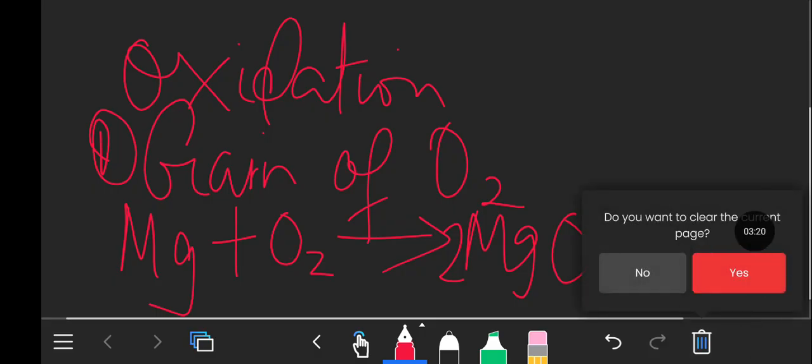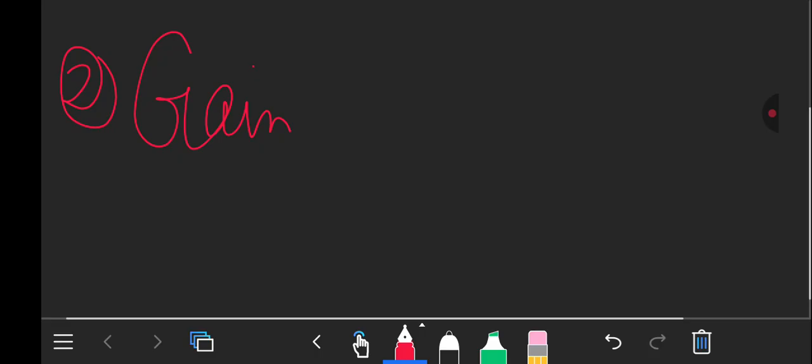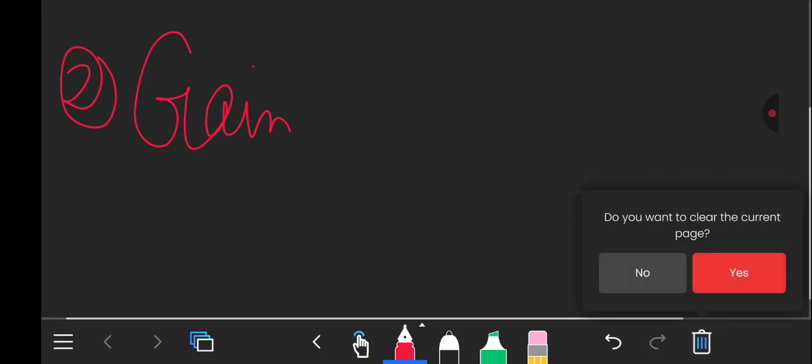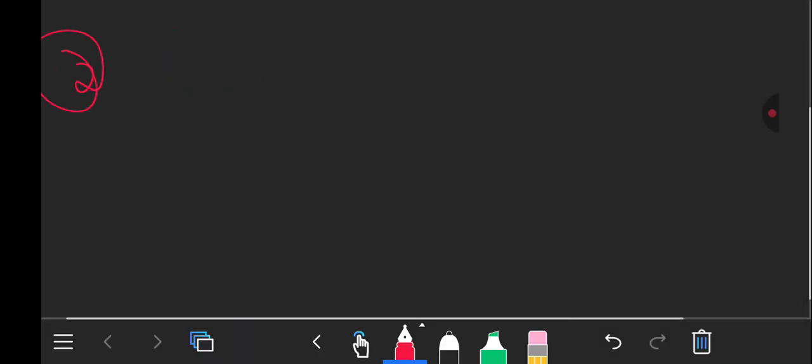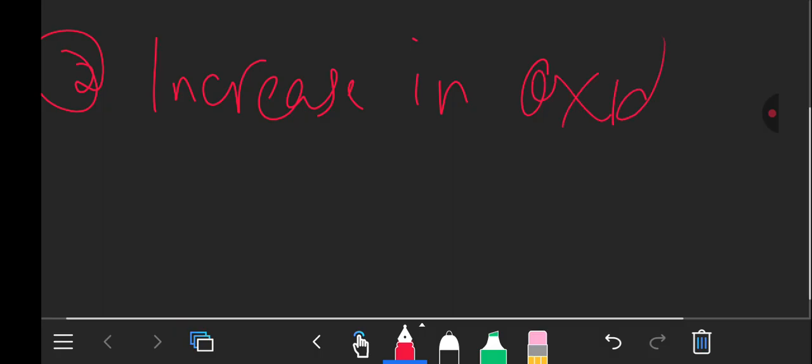Let's look at another definition for oxidation. How can you define oxidation? So the other definition is simply the gain or increase in oxidation state. Okay, that is simply oxidation. So increase in oxidation state.